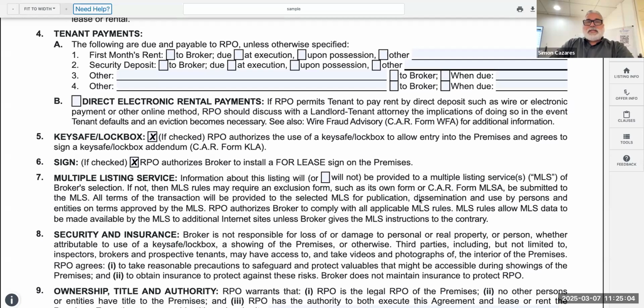Security deposit to be paid to broker, due at execution, upon possession, or other. Or three or four others, right? To broker when due, right? Typically, depending on the circumstances, here's my thought around this. And this is just my suggestion.